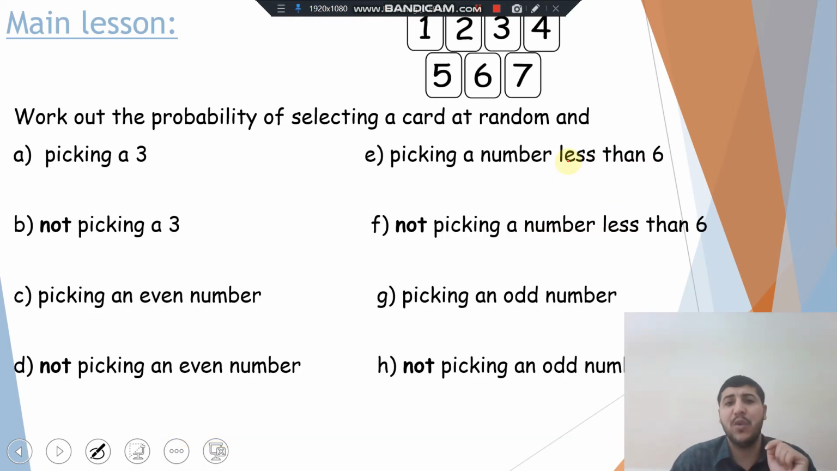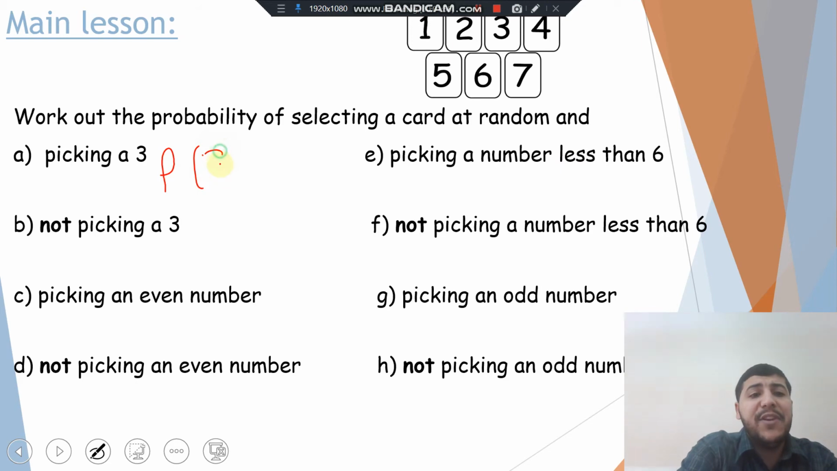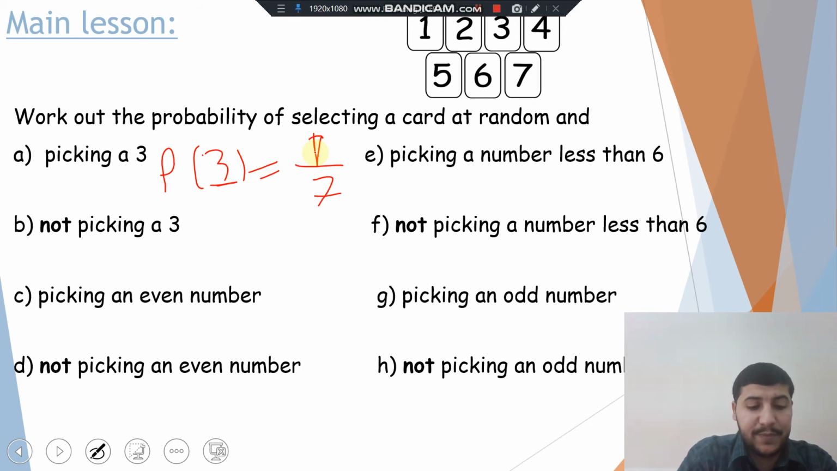Look at this question. Here we have 7 cards from 1 to 7. We want to find the probability of, for example, part A, picking a 3. We want to find the probability of number 3. The total outcomes are 7 cards. But how many cards are 3, the events here? It's only 1 card. Therefore, the probability of 3 is 1 out of 7.